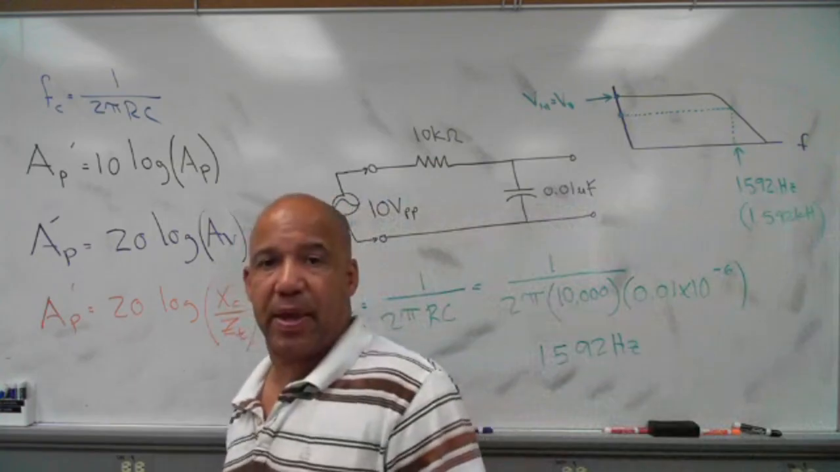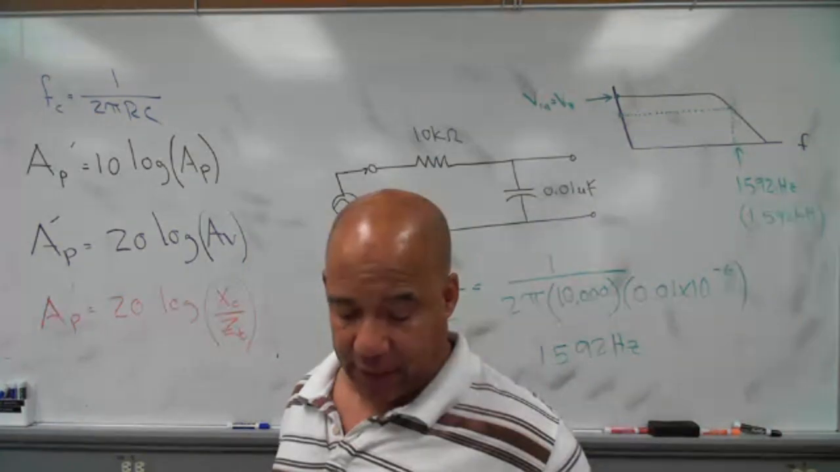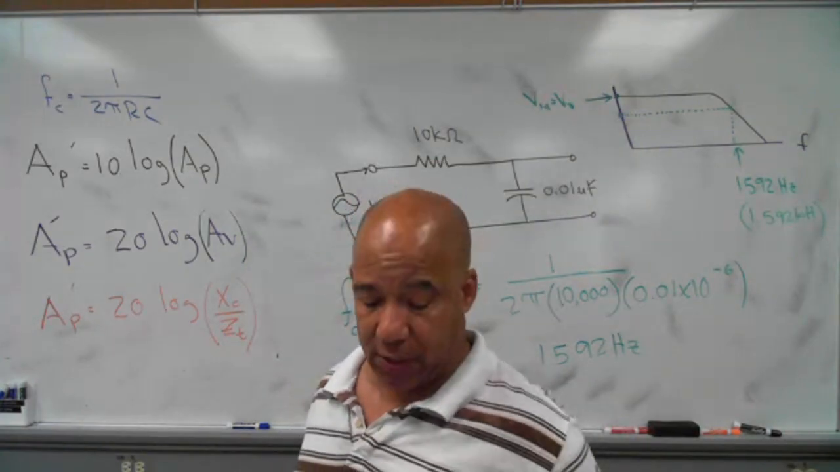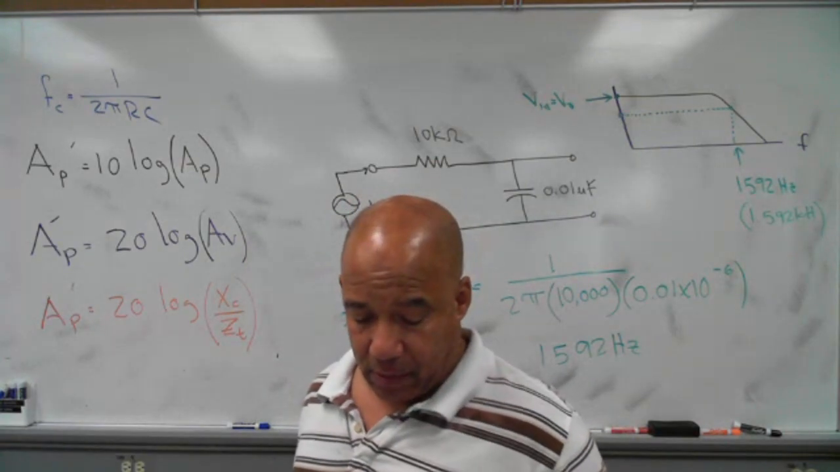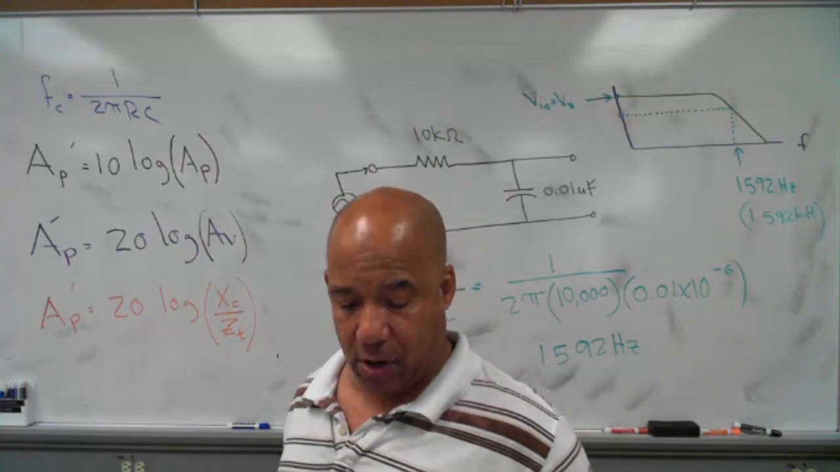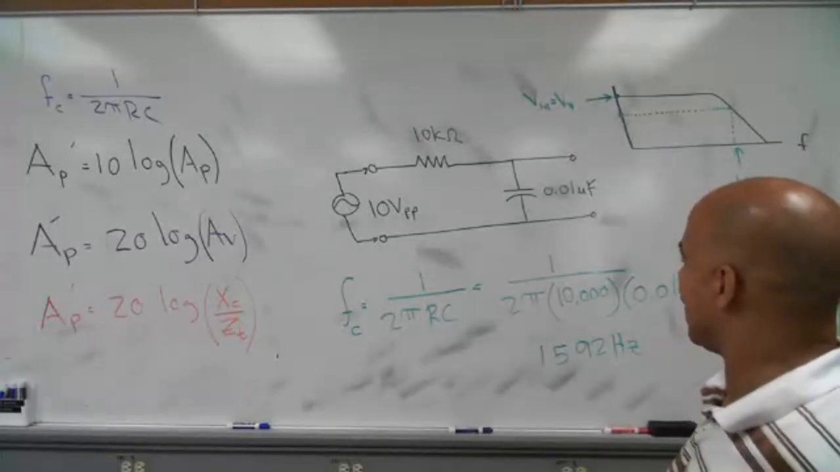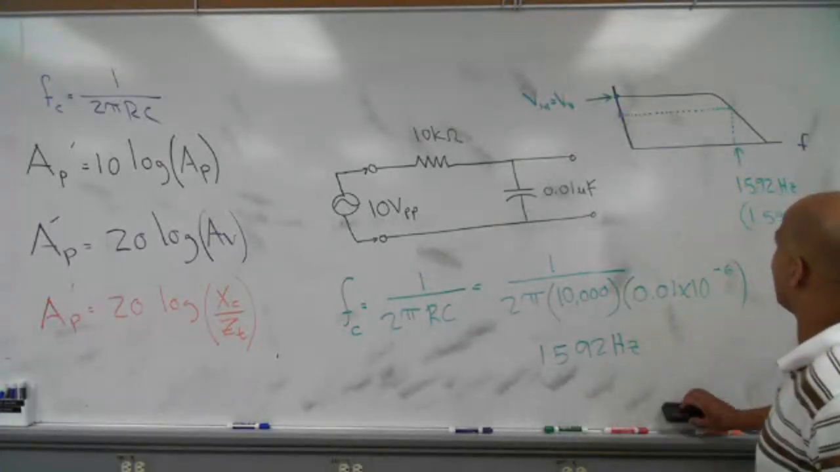Now B, look at B. B says, let's find the decibel gain, the decibel power gain. All these are power gains at 0 hertz. What would the decibel power gain be at 0 hertz? How would you figure that out? You would just do 10 log of 1, right? It should be 0. Excellent. Here's what he's saying. Look.